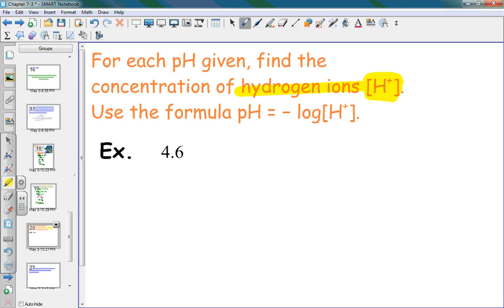Use the formula that pH is equal to negative log of H+, H to the positive. Now, if you look at this, folks, this is actually which number on tonight's homework? Number 30. This is actually number 30. Okay?